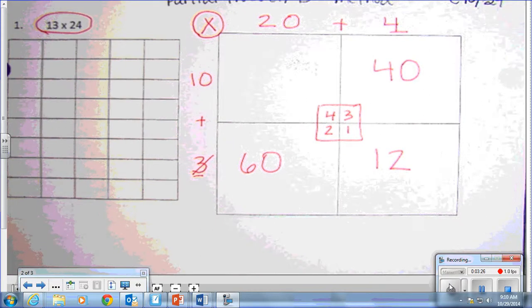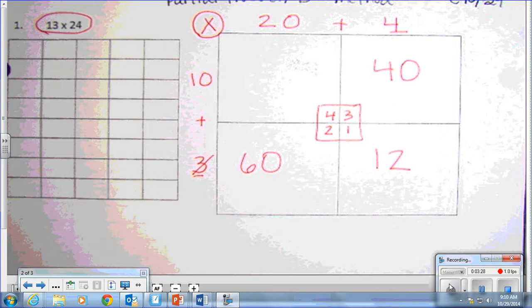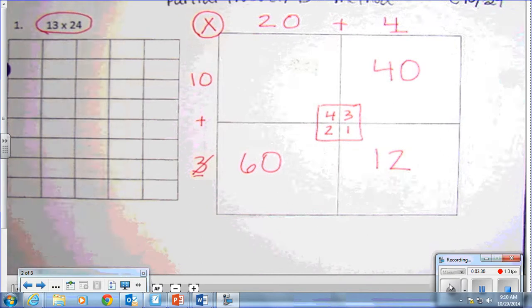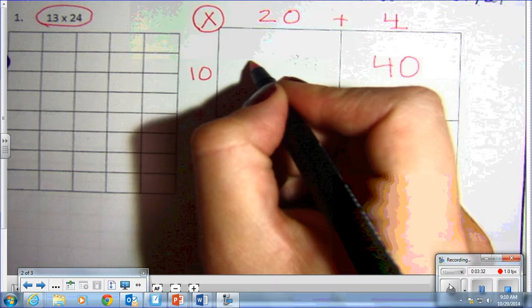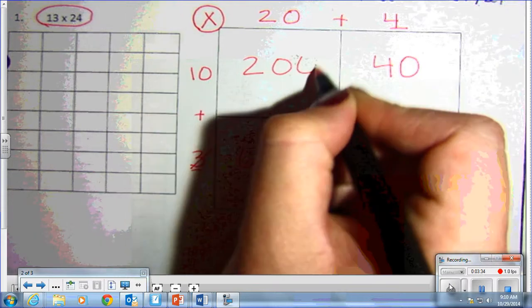I mean, 200. Very good. 200, because 20 times 10 gives me 200.